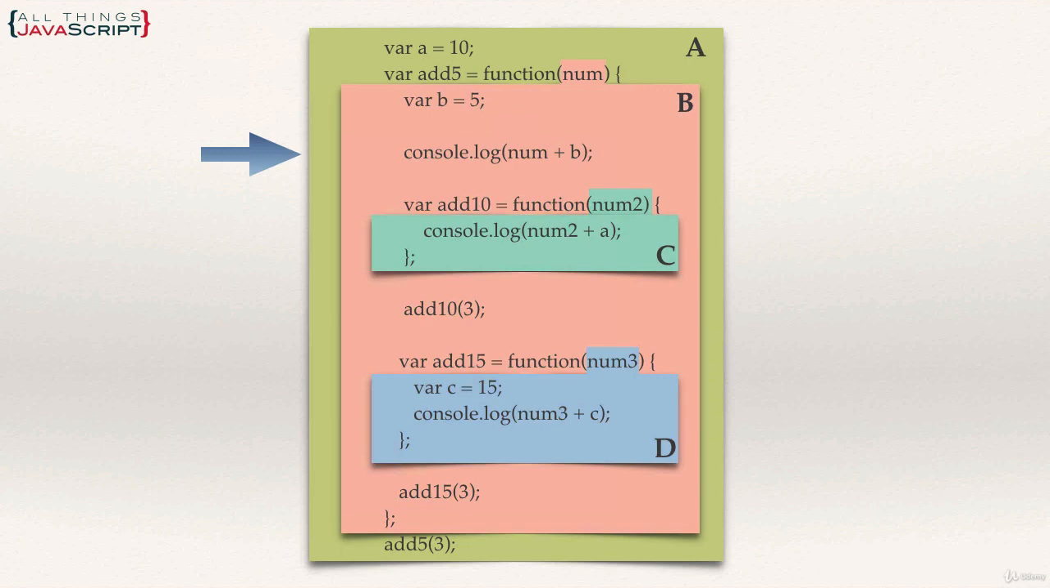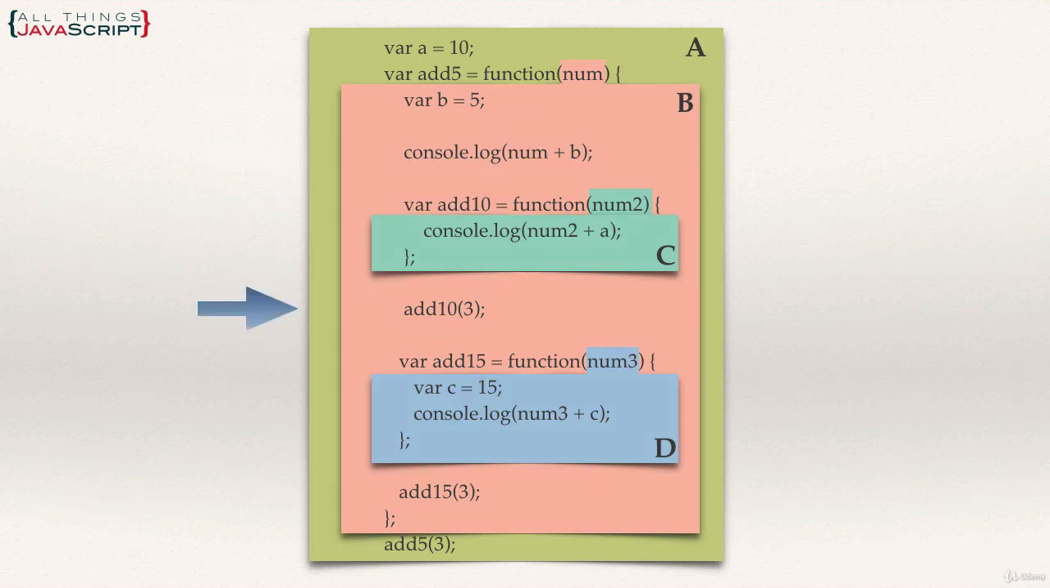Now we encounter the console.log statement. This console.log statement causes a lookup for the two variables, num and B. It first searches for num inside its own scope. It finds it inside its own scope and therefore returns 3. It then searches for the variable B inside its own scope. It finds it and returns 5, and then prints out the number 8 because 3 plus 5 is 8.